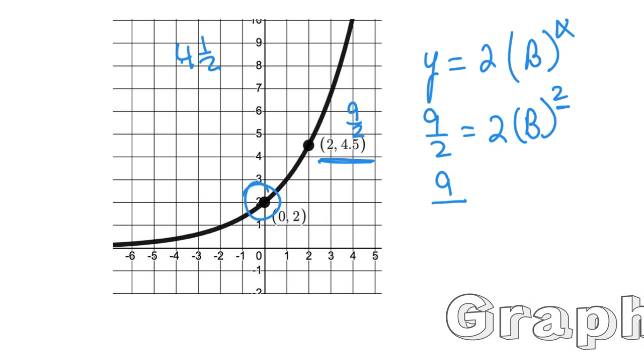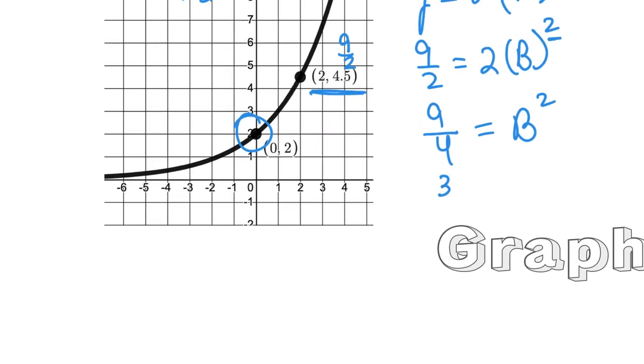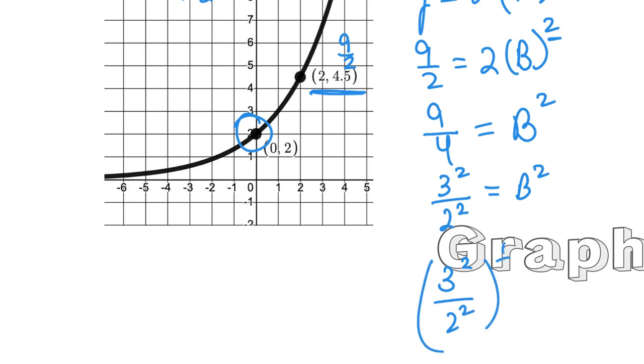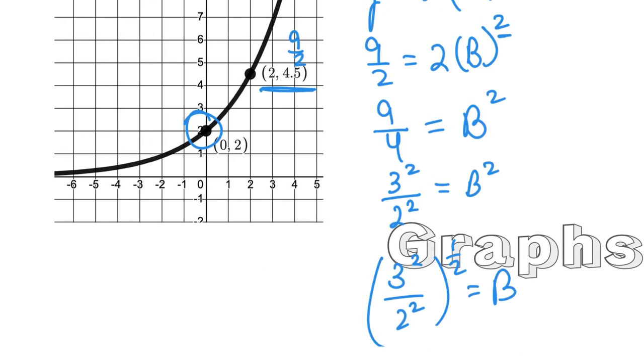No. 9/4, thank you. Now we're left with B squared. You could take the square root. The other idea is I can get them to doing this, right? So then I can raise both sides to the 1/2. So B equals just 3/2.